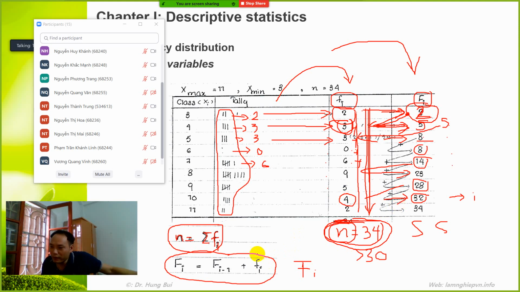Okay, so very easy. So big Fi, this one is the ith class, equals the i minus 1, I mean one class before. So it's big Fi minus 1 plus small Fi. Here's the Fi. So we got it. So write this formula down for me. Do you finish?